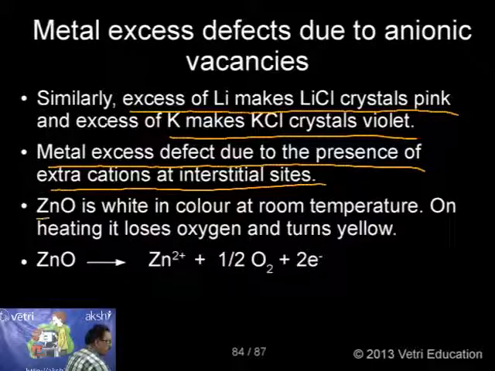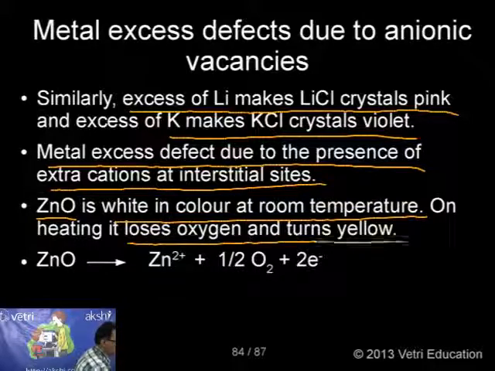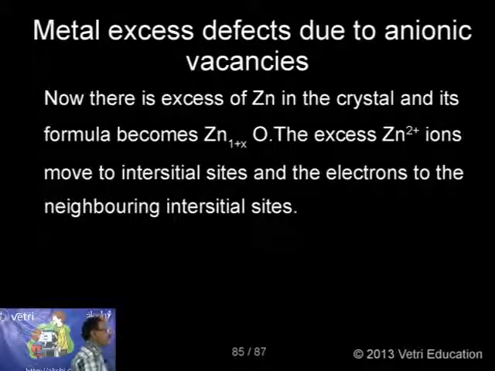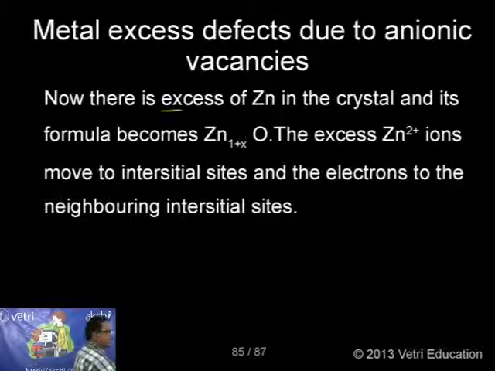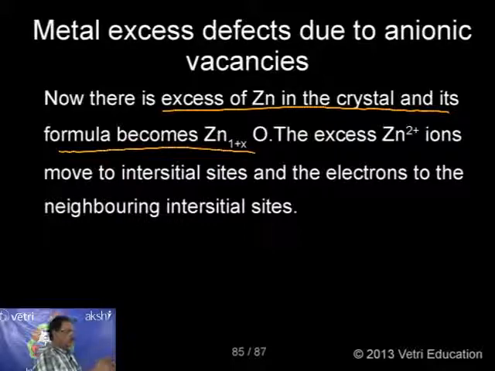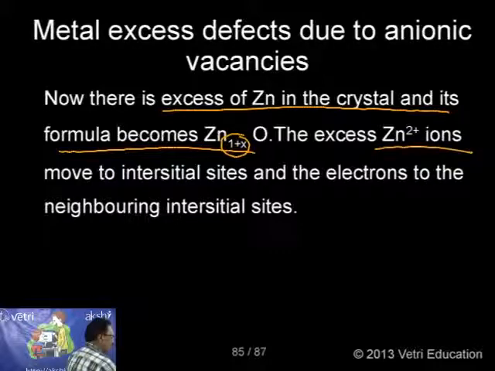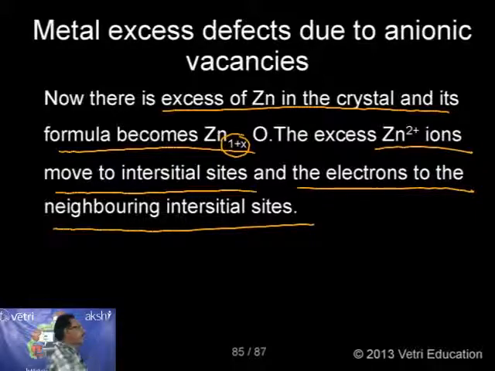Zinc oxide is white at room temperature. On heating, it loses oxygen and turns yellow. Now there is an excess of zinc in the crystal and its formula becomes Zn(1+x)O. The excess zinc ions move to the interstitial sites and the electrons to neighboring interstitial sites.